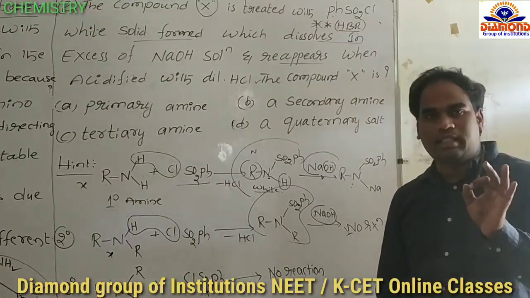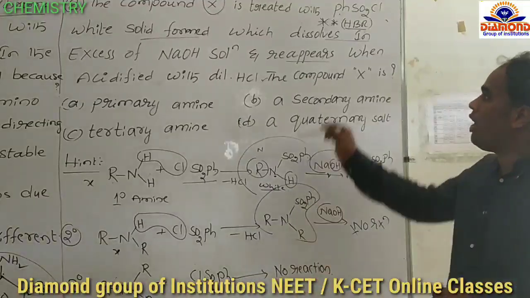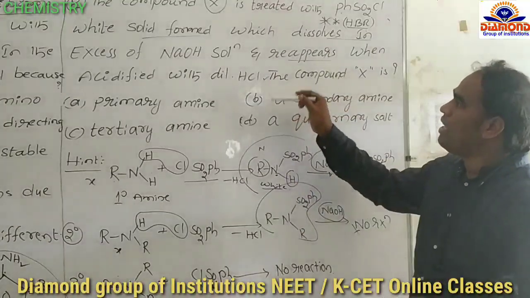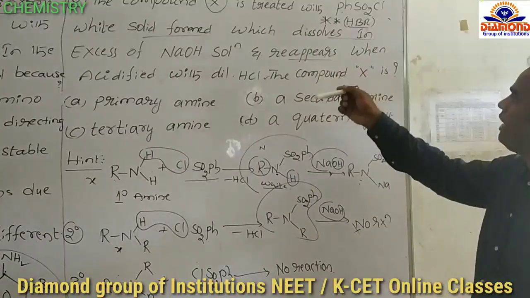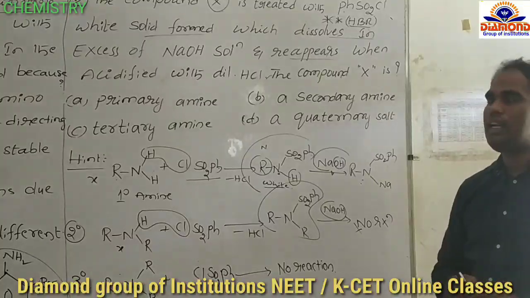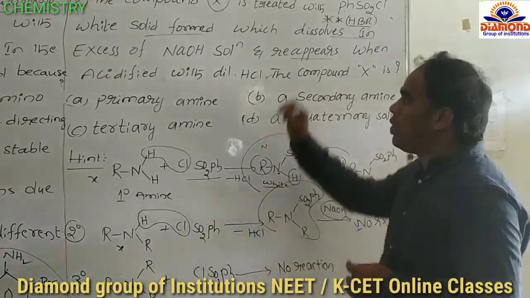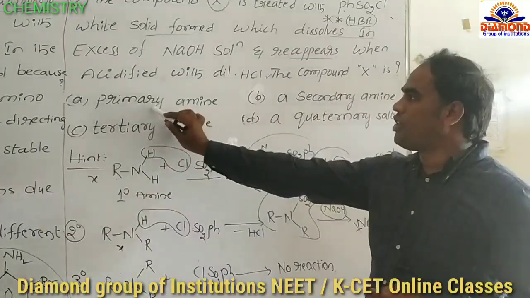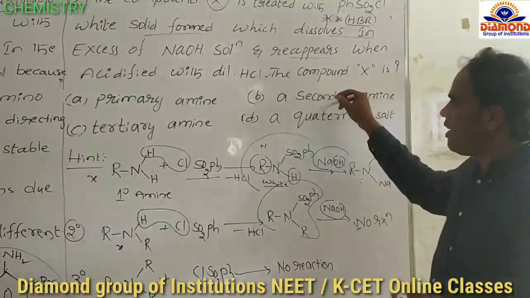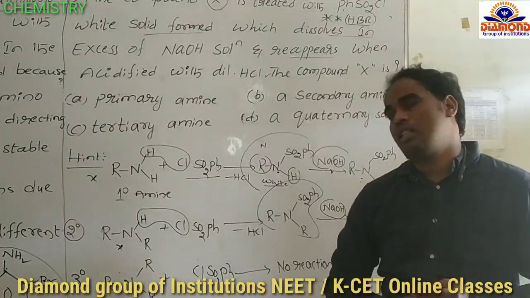First X is treated with Hinsberg's reagent, then it forms a white solid, and that white solid dissolves in excess of sodium hydroxide. Next, that white solid reappears when this solution is treated with HCl. Then what is X? That is the question, students. For this question, these are the options: primary amine, secondary amine, tertiary amine, or quaternary amine. What is X?